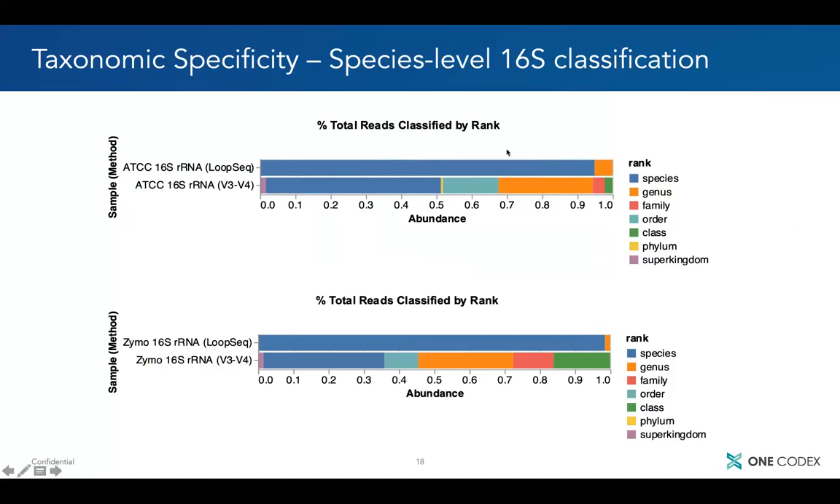We can make species-specific calls, so approximately 95% of the LoopSeq synthetic long reads are mapping down to the species level, and for the remaining 5% we're not making specific calls, probably due to the underlying biology. In contrast, with short read data, in the ATCC case, about half of it we can make species-specific calls. In the Zymo case, it's like 30%. So in general, we're seeing far fewer species calls. We'll talk in a moment about false positives.